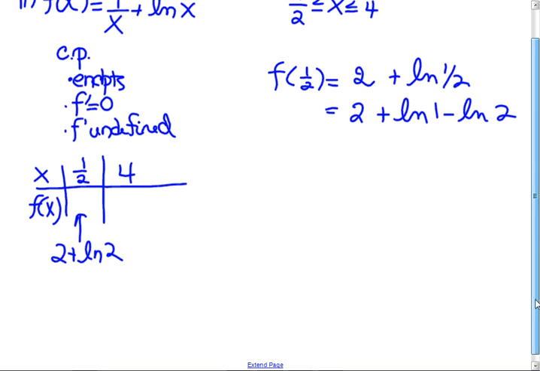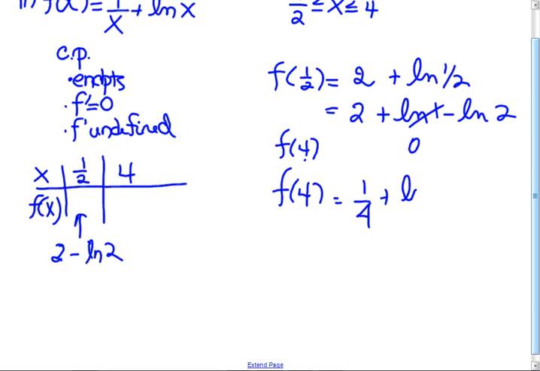Okay, Casey, what's f of 4? Well, let's use a calculator. Okay, what's f of 4? Casey, what's f of 4? It's the reciprocal of that, so it's 1/4 plus the log of 4, whatever that is.